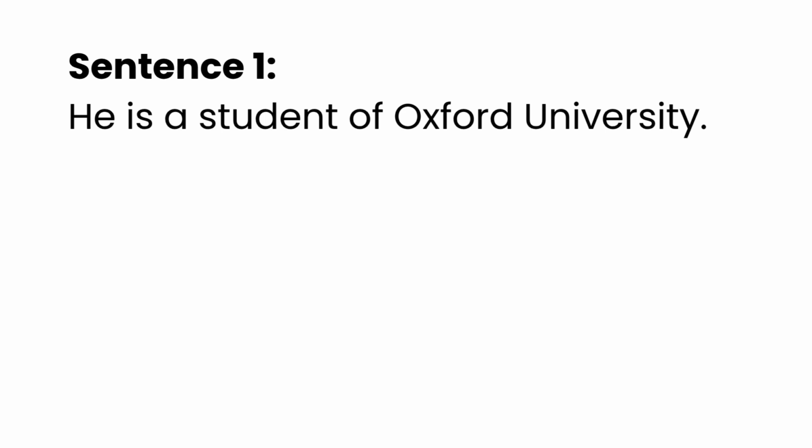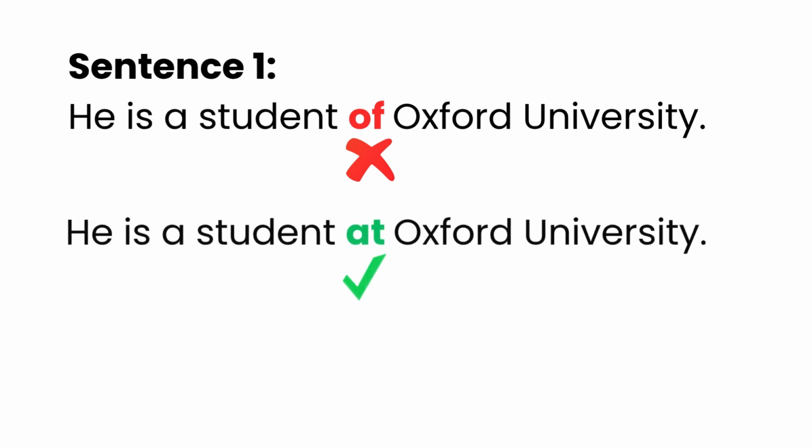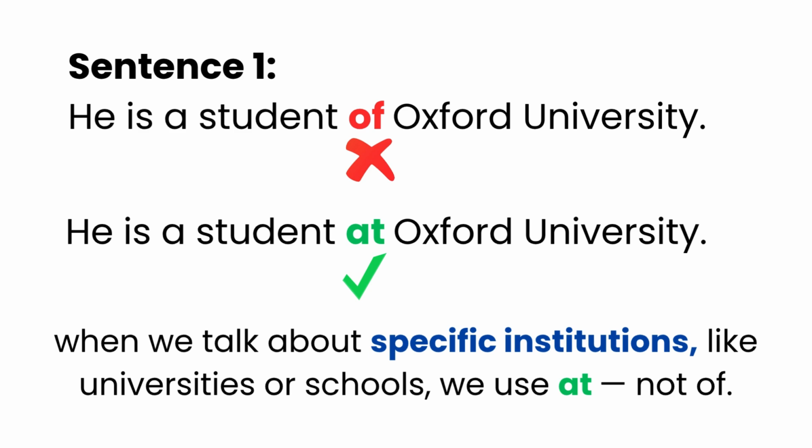He is a student of Oxford University. What's wrong here? We don't say, of Oxford University. The correct sentence is, he is a student at Oxford University. When we talk about specific institutions, like universities or schools, we use at, not of.